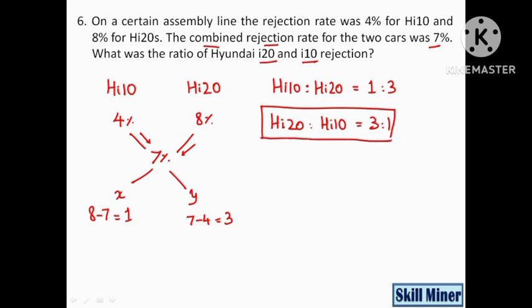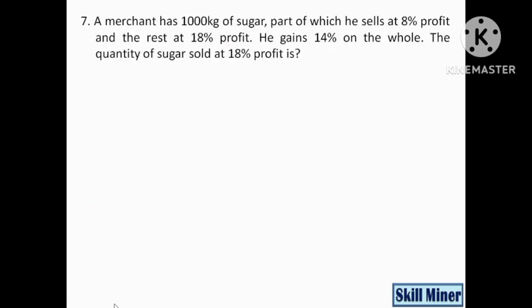Okay, this will be our answer. 3:1 ratio will be our answer. Substitute the given data in the allegation so that you can easily get the ratios of x and y. Okay, coming to the last question.